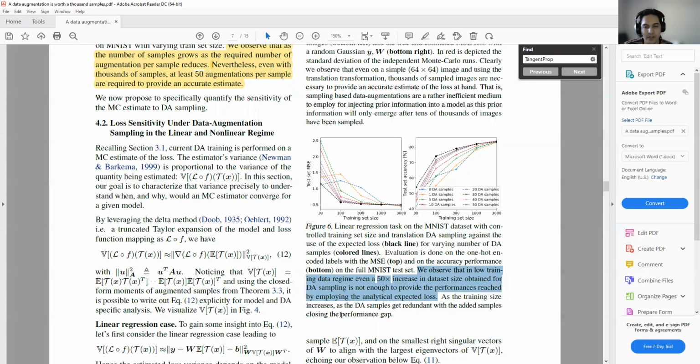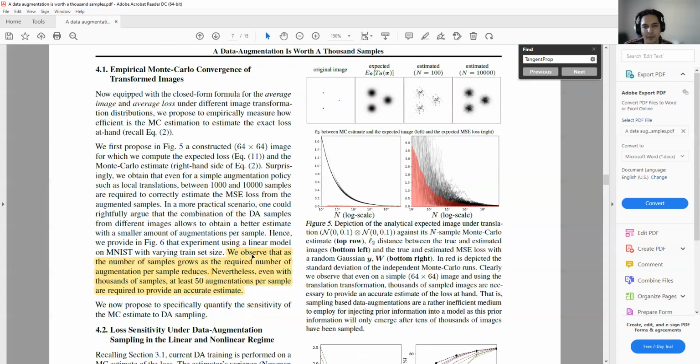They said as training size increases, the DA samples get redundant with the added samples, closing the performance gap. So when we increase the augmented data, we have some redundant data because some of the augmented data may be correlated with some of the new samples. That's why it says data augmentation samples get redundant with added samples, which means we are closing the performance gap. Another part in the paper they mention is that as the number of samples grows, the required number of augmentations per sample reduces. Nevertheless, even with thousands of samples, at least 50 augmentations per sample are required to provide an accurate estimate.